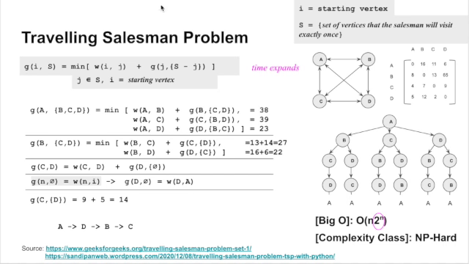This time complexity expands. That's why here I have 2 to the n. It expands 2 times, and I need to expand every time. Then how many times? N times. Then the complexity class for this kind of problem is considered NP hard.